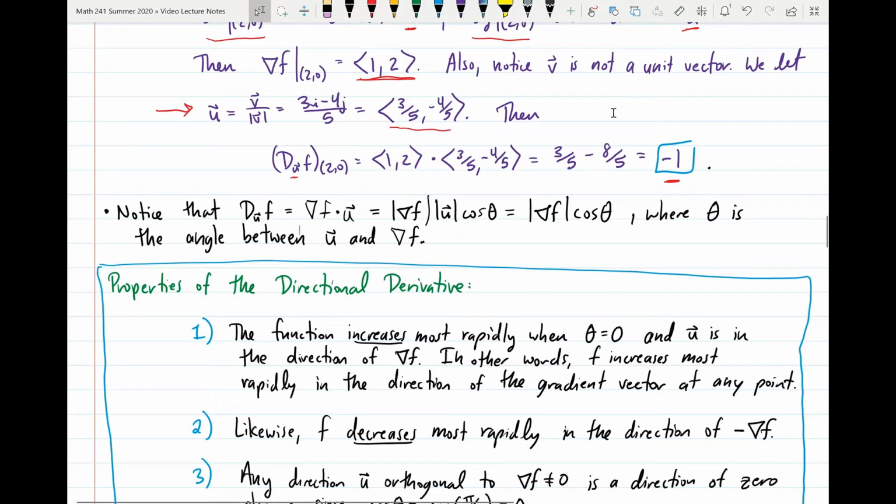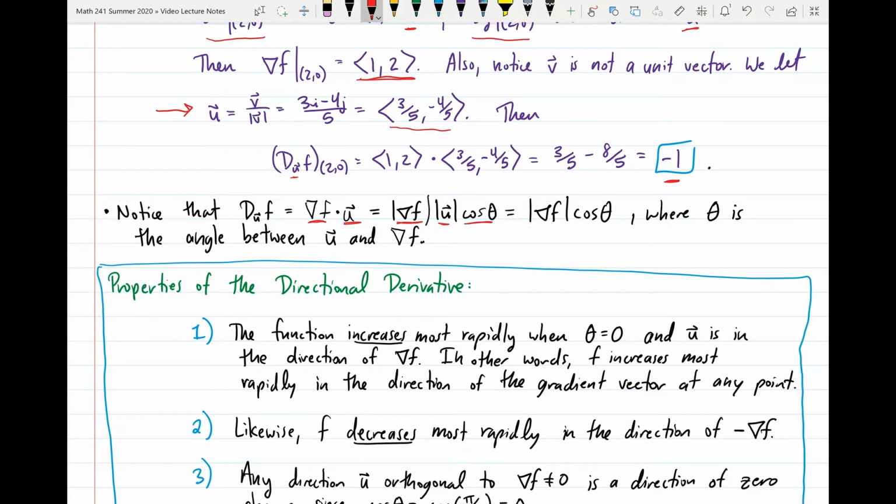Okay, so let's develop some properties of this directional derivative. We're going to start out by, again, recognizing that the directional derivative is given as the dot product of two vectors. So it's the dot product of the gradient vector and the vector u that gives us the direction of our derivative. But by definition, that dot product will equal the magnitude of the gradient vector multiplied by the magnitude of u times cosine of the angle between them.